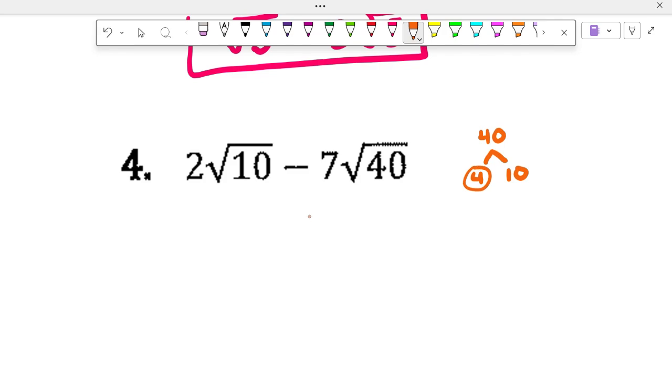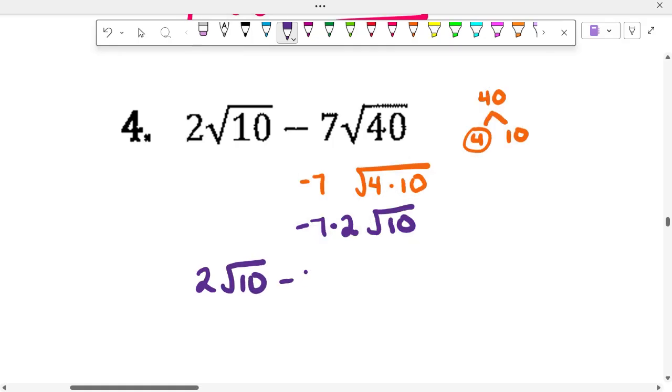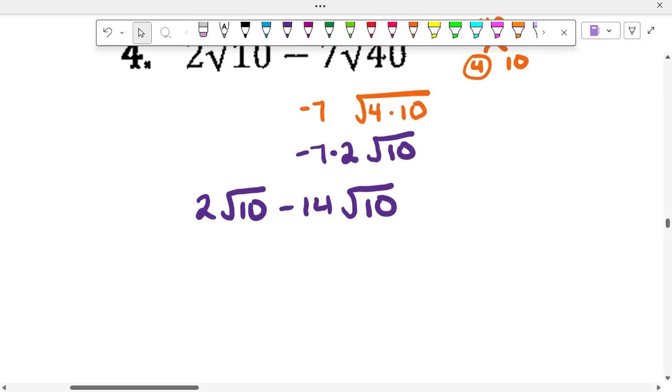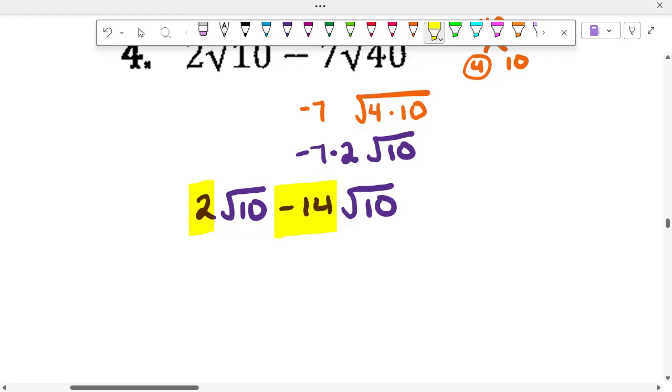So if I rewrite this, this will be -7. It's the same thing as 4 times 10. Well, what's the square root of 4? 2. So this will be the same thing as -7 times 2 square root 10. So this will be 2 square root 10 minus 14 square root 10. And just like that, we now have the same number as the radicand, so we can combine the like terms. So what's my final answer? Negative 12 square root 10.